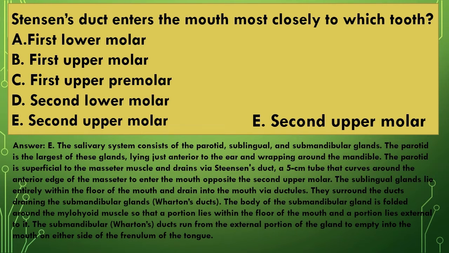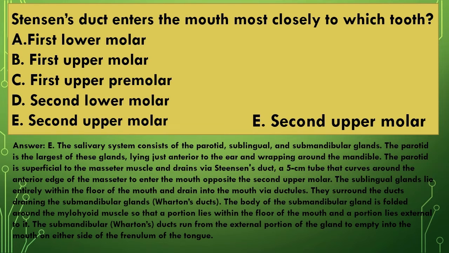The salivary system consists of the parotid, sublingual, and submandibular glands. The parotid is the largest of these glands, lying just anterior to the ear and wrapping around the mandible. The parotid is superficial to the masseter muscle and drains via Stenson's duct, a 5 cm tube that curves around the anterior edge of the masseter to enter the mouth opposite the second upper molar.